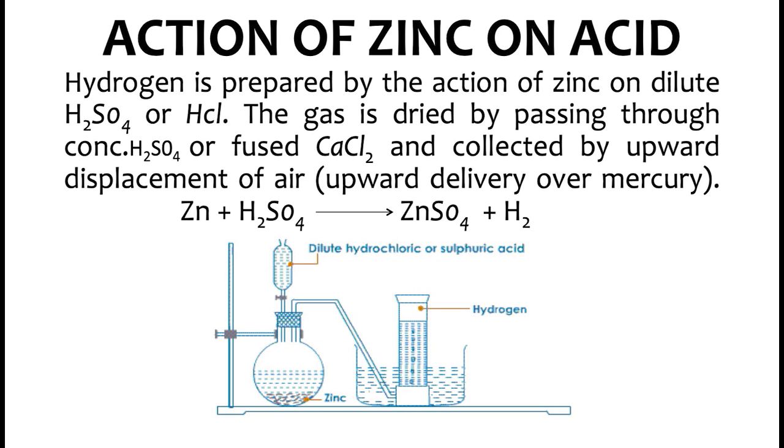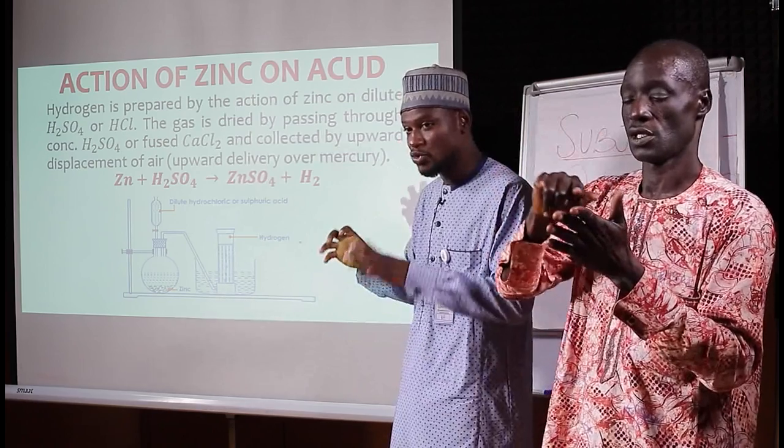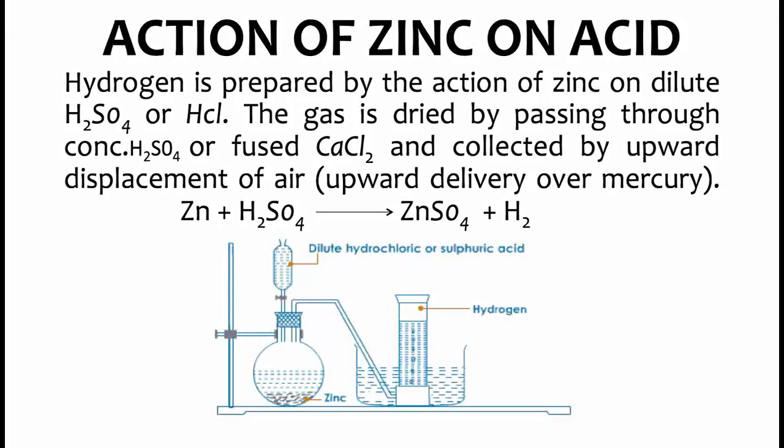Now, it is important to take note of this fact that whenever you are drawing this setup, you should put a stopper on the point of the acid, because it is acid that is being used, and the gases should be contained in their container. So that is the reaction. The reaction is zinc plus tetraoxosulphate(VI) acid to give you zinc tetraoxosulphate(VI) and hydrogen gas.